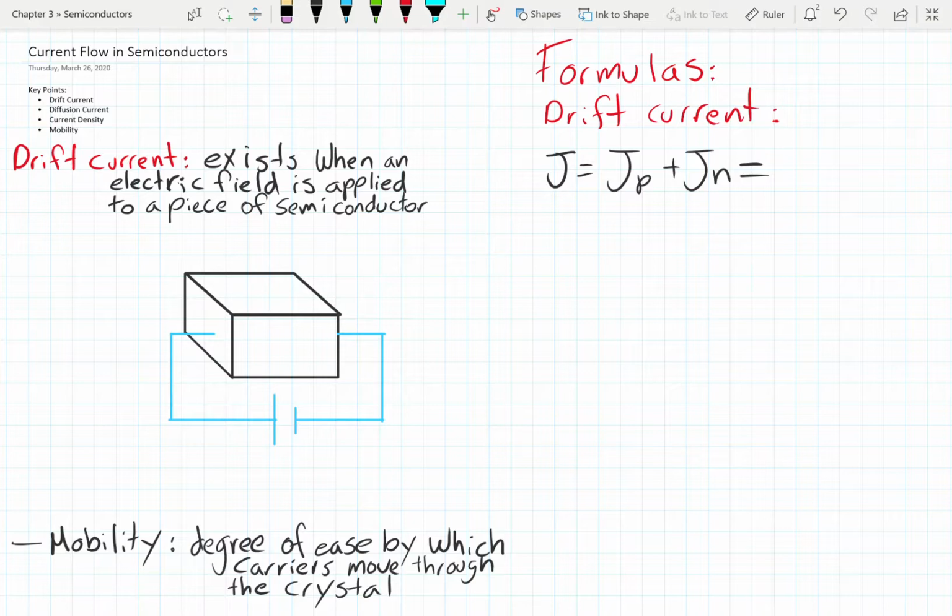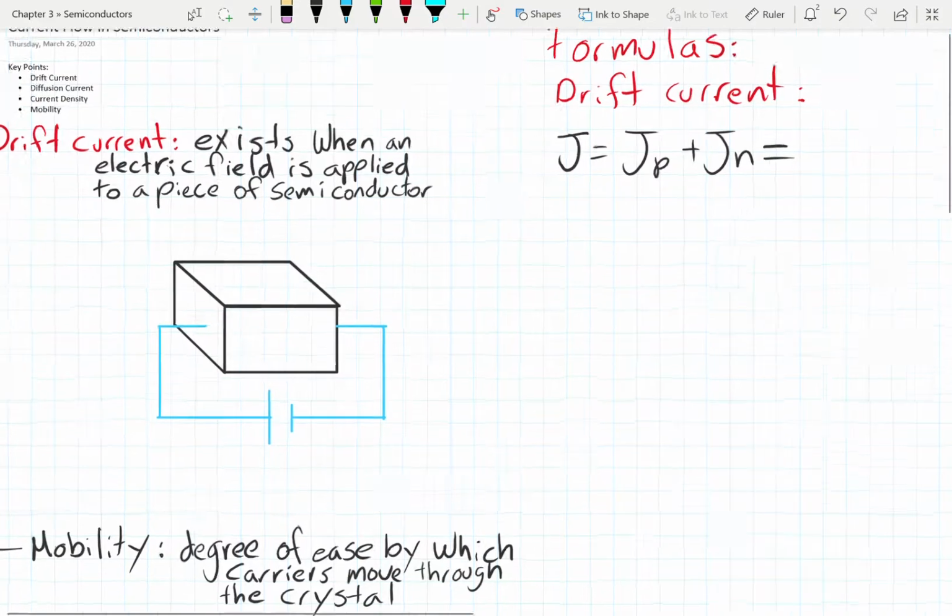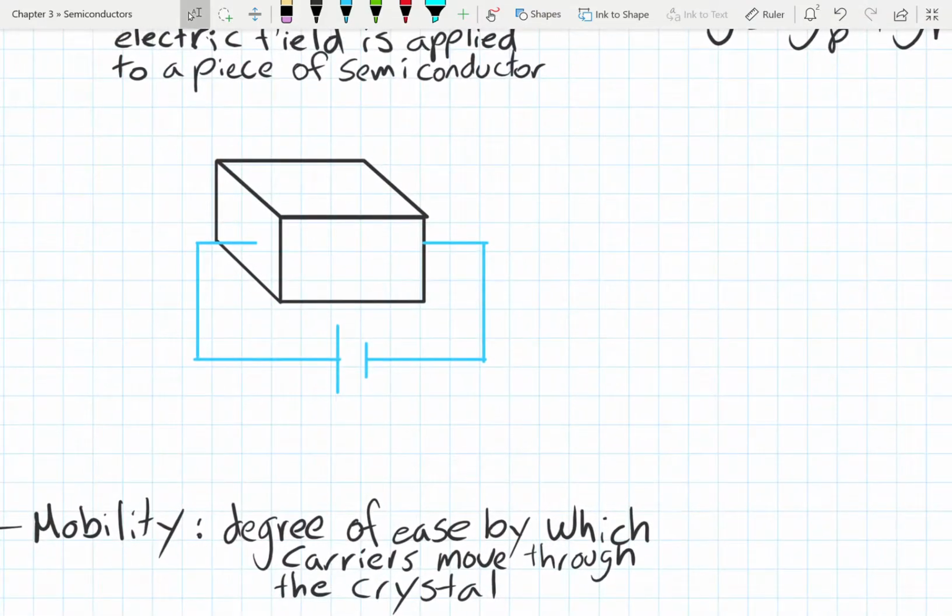So for drift current, I have a definition right there. It exists when an electric field is applied to a piece of semiconductor. So what does that mean? Let's look at this picture right here. The black box is a piece of semiconductor. It could be silicon. And across it, we're applying a voltage in blue. So this being the positive side and this being the negative side, we know that an electric field is going to be created from positive to negative. So the electric field flows here in this direction.